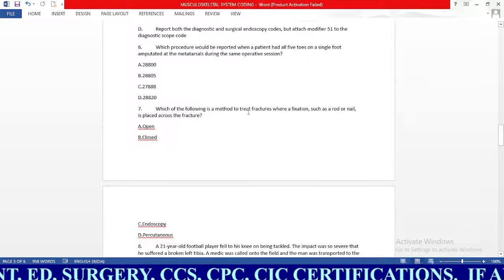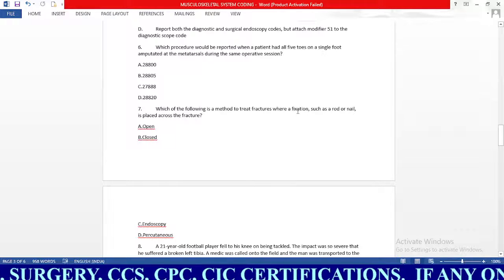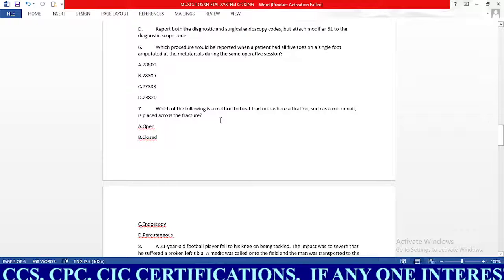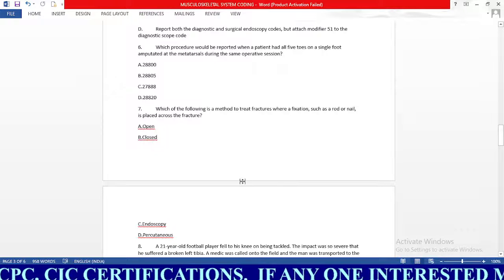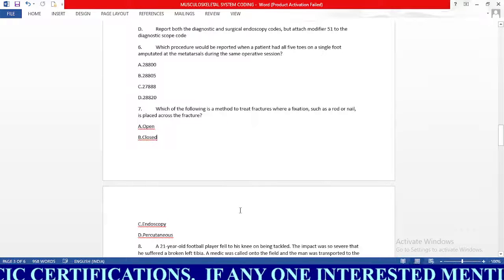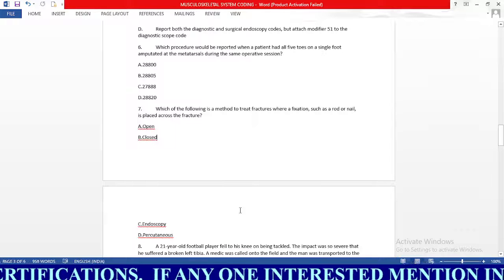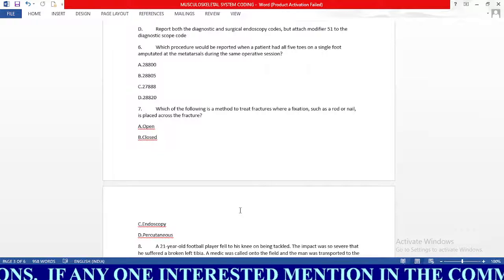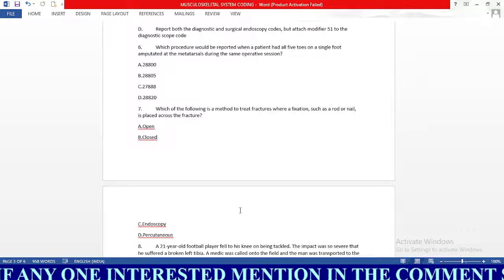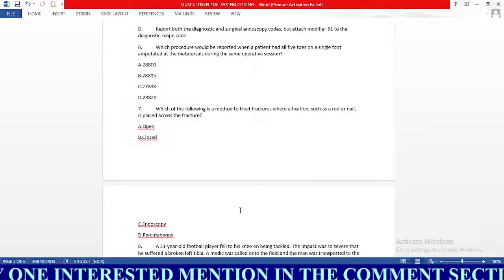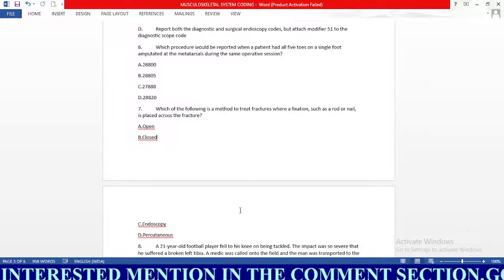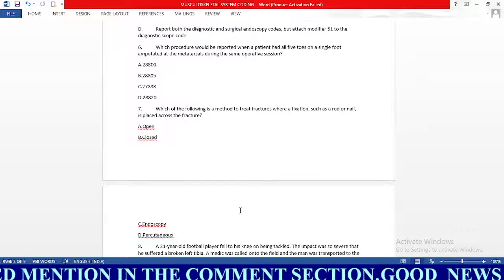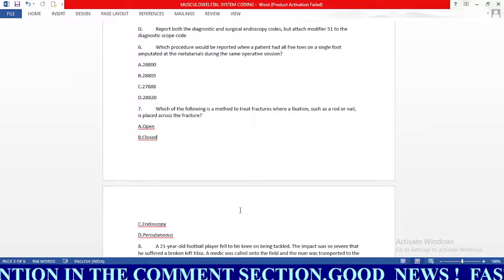Which of the following is a method to treat fractures where a fixation such as a rod or nail is placed across the fracture? In percutaneous fixation, the physician will not make any incision. He will directly make the drill and put the pin inside the fracture site. Because of that reason, this is D. Percutaneous pinning is the correct answer here. So not A. In order to code A, the physician needs to perform an incision, but there is no incision here.